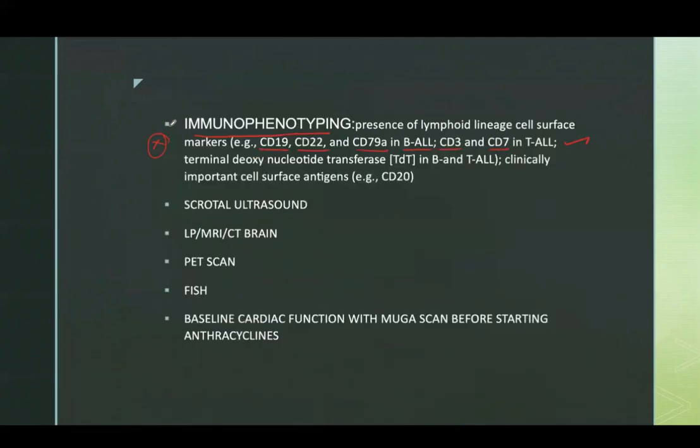Then immunophenotyping, you should know the CD markers. 19 and 22 and 79 for B and 3 and 7 for T. This has been asked in MCQs multiple times in part 1. Please write it down and please do study about this. Okay? Please do study about this.